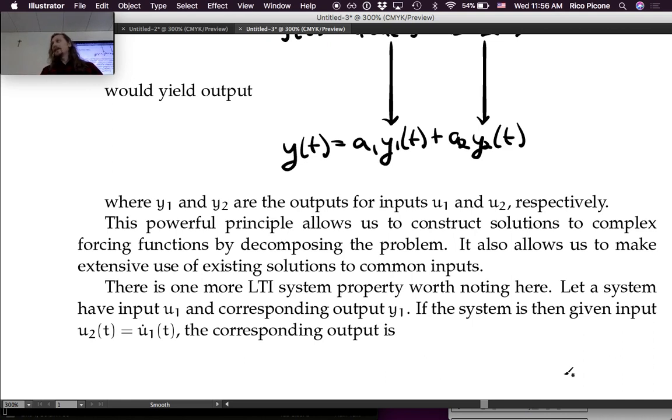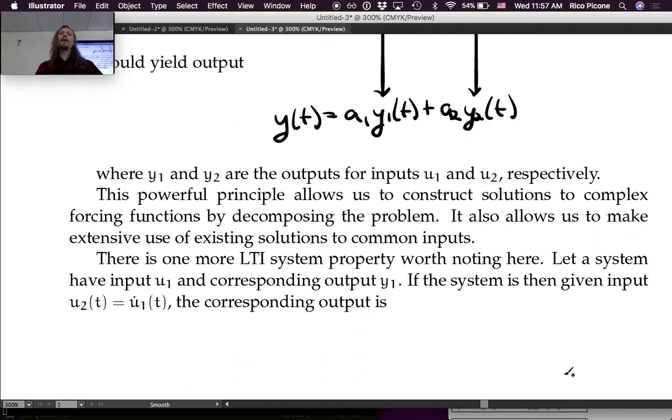But for linear systems that don't have parameters that are changing through time, or at least for systems that can be approximated as behaving that way for some analysis, we can use this powerful principle. So it allows us to construct solutions to complex forcing functions by decomposing the problem. It also allows us to make extensive use of existing solutions to common inputs. And this is where, so chapter, I think it's 9 of the System Dynamics textbook by Rowell and Wormley, it has tables of solutions to certain inputs. That's really helpful. You don't have to solve everything out.